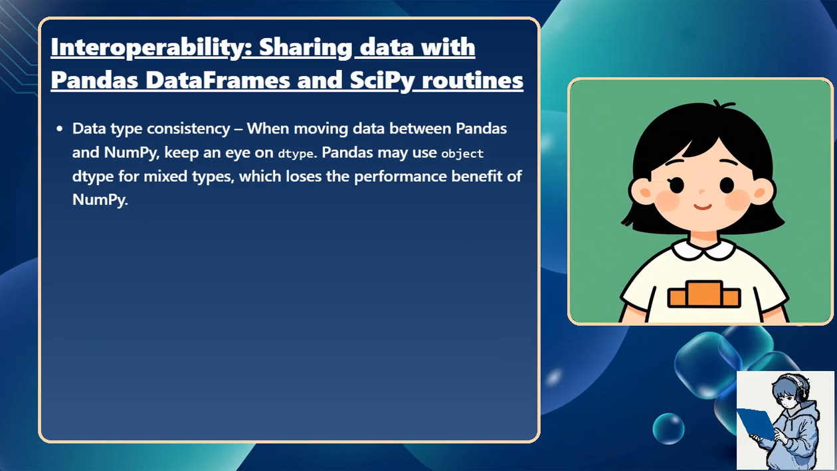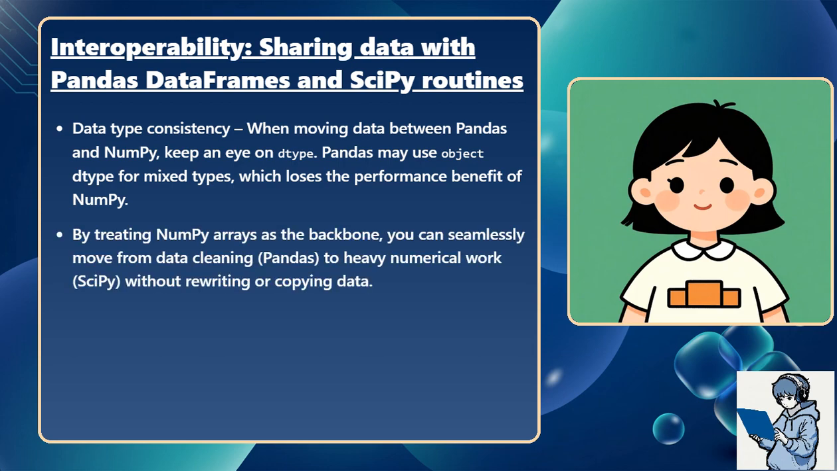Data type consistency. When moving data between pandas and NumPy, keep an eye on dtype. Pandas may use object dtype for mixed types, which loses the performance benefit of NumPy. By treating NumPy arrays as the backbone, you can seamlessly move from data cleaning with pandas to heavy numerical work with SciPy without rewriting or copying data.